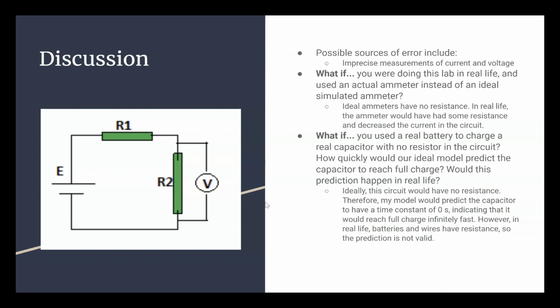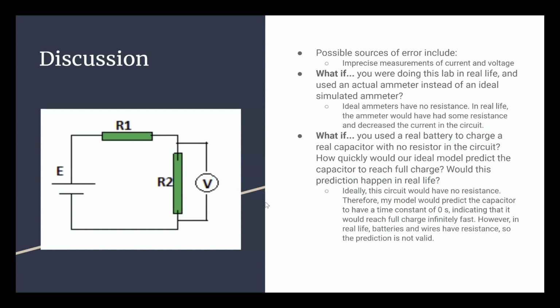Now, if I was doing this lab in real life, what would have changed with the ammeters? Well, in real life, ammeters have some resistance, which would have reduced the measured current of the circuit and changed some of my calculations. Now, if I used a real battery, what would happen with the capacitor if it was only connected to that battery and some wires?